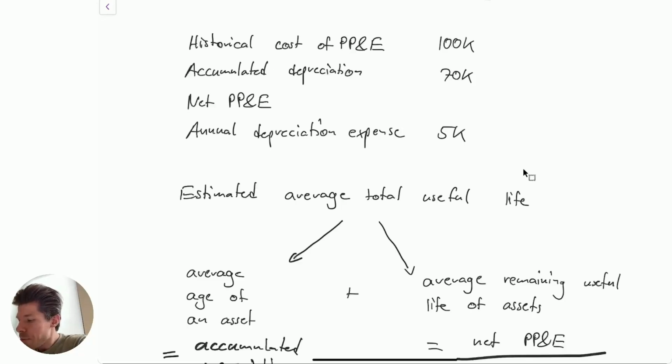That means your net PP&E is 100K minus 70K equals 30K. So this is your net PP&E amount in your balance sheet. What is left? Because the assets have lost value from 100K when you purchased them. Over time, they are now worth 30K. And then you still have an annual depreciation expense of 5K, which you can see in the financial statements.